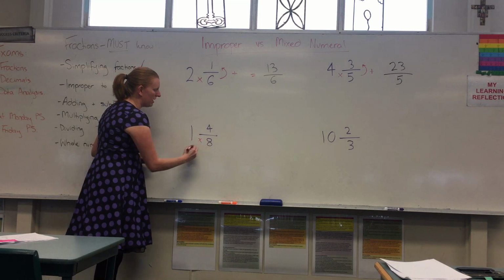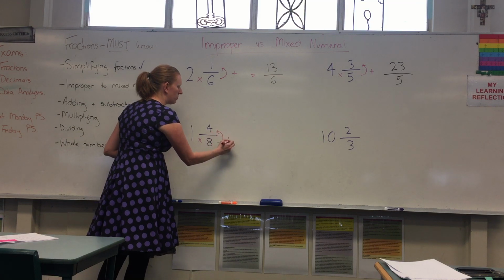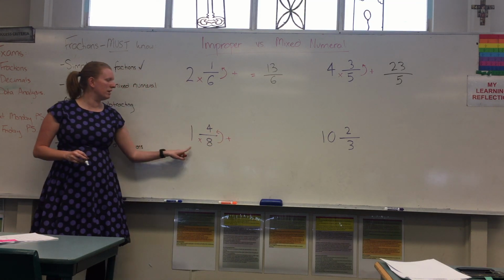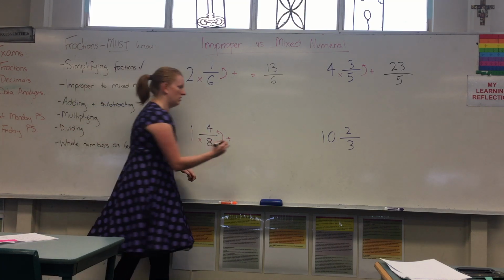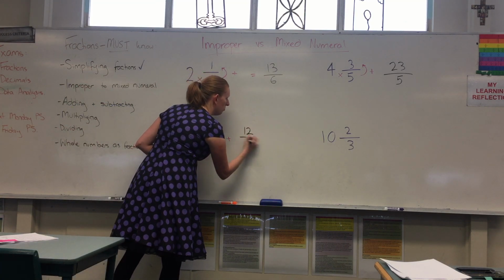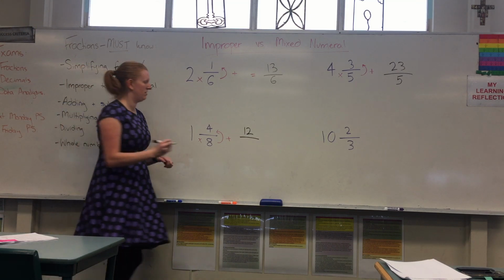So I'm going to multiply these two numbers together. Then I'm going to add the one on top. So 1 times 8, 8 plus 4. 12. And what am I putting it over? 8. Awesome.